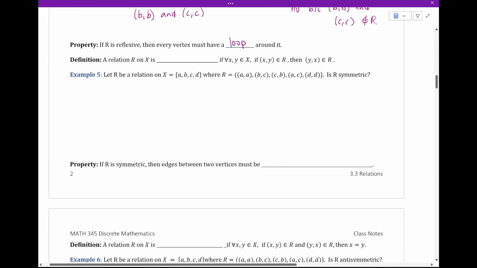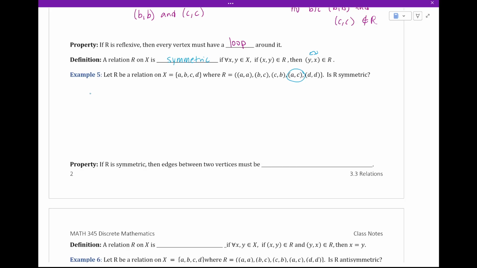All right, let's take a look at our next property. A relation R on X is symmetric if for all X and Y in X, if XY is in R, then YX is in R. So we're seeing this flipping of the coordinates. That's symmetric. Here we have our familiar graph. Oh, actually, no, this is not a familiar graph. This is close to our familiar graph. Let R be a relation on X, which is ABCD, where R is AA, BC, CB, DD, but also AC. This is a new one that we added that wasn't in the last one.